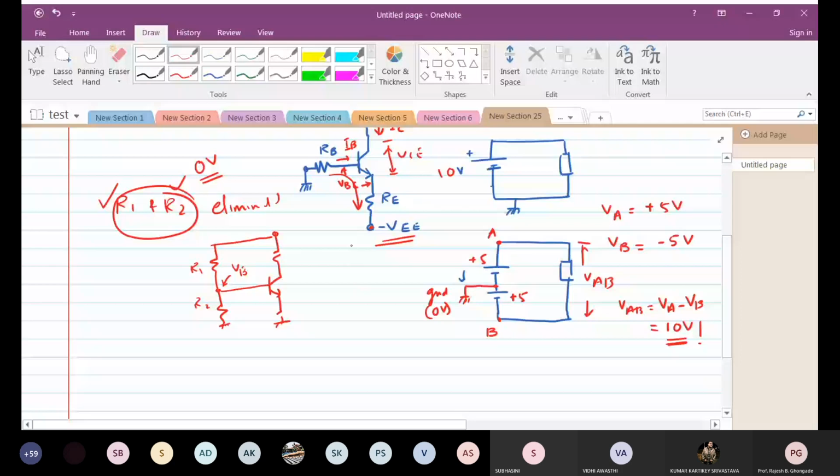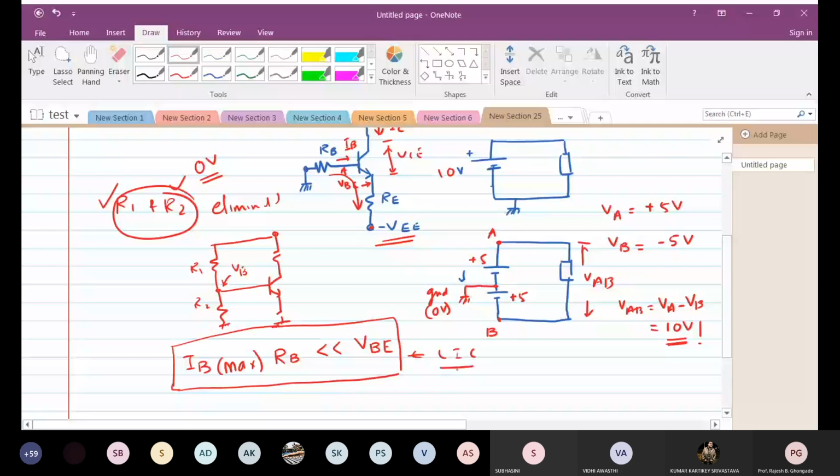Now, in order to ensure that the bias stability is good, I have to have this thumb rule: the maximum current IB into RB should be much less than VBE. This concept will be used exclusively in LIC, linear integrated circuits, in the second semester. So please remember this concept.